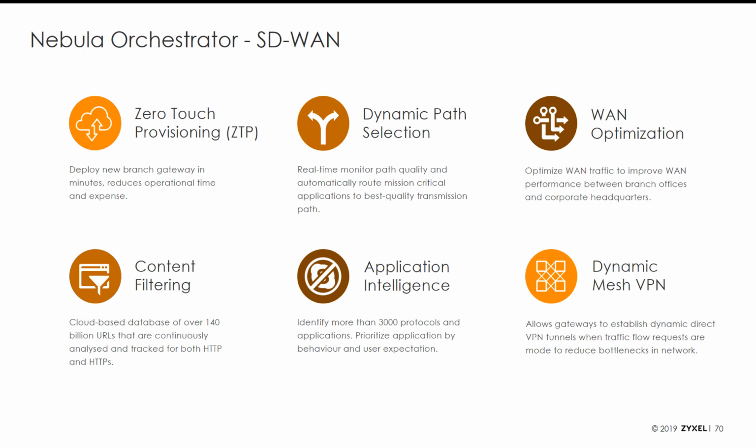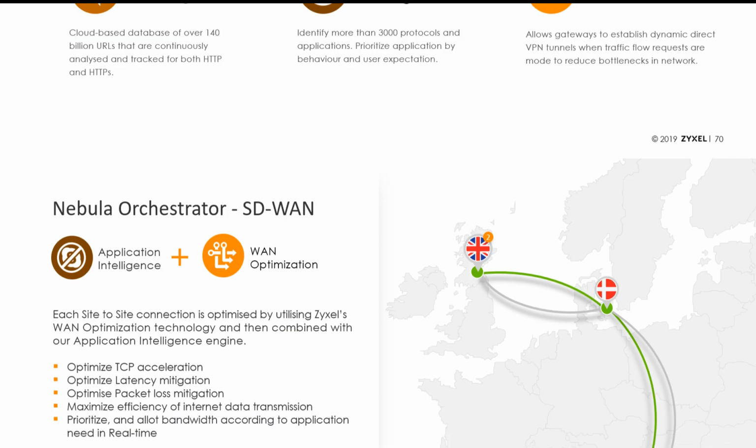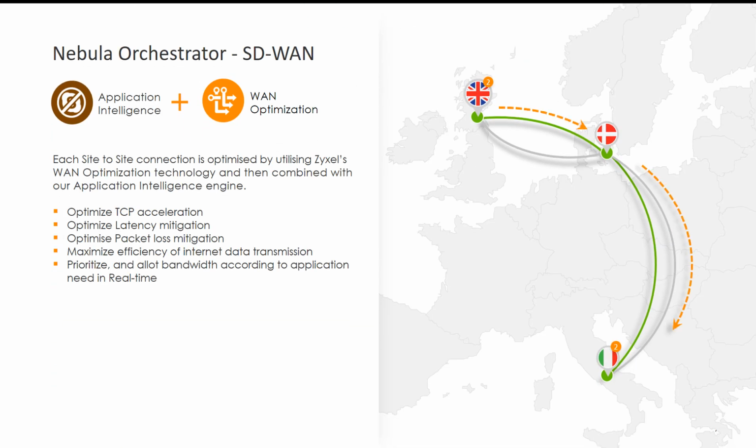So to demonstrate some of those challenges and how the features actually work, we have some diagrams to give you a visual aid to understand how they work and operate. To start with, we'll look at application intelligence and WAN optimization and see how that can help.